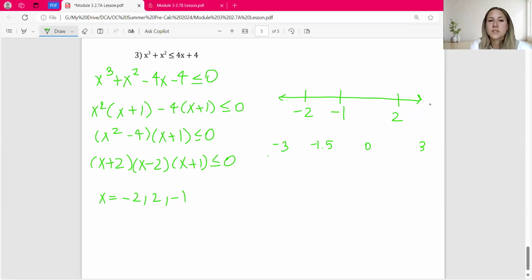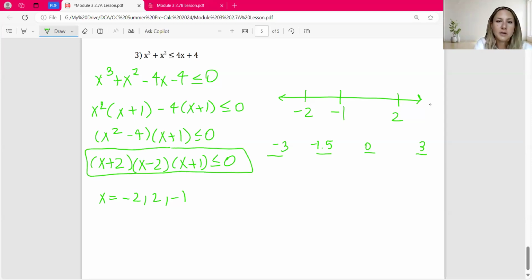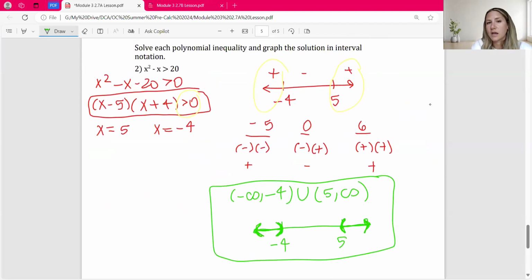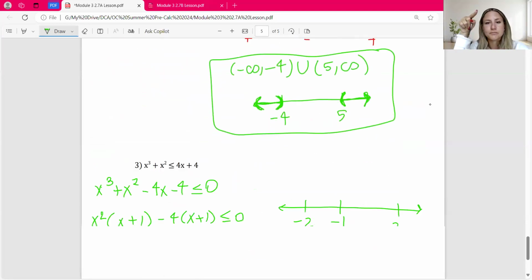And we are going to substitute these test values into our factored form of the polynomial. And be careful here, like my final answer, we're interested in when it's less than or equal to 0. So I'm actually interested in where it's negative this time. Notice all the times before we were interested where it was positive. Notice that one I circled where it was positive because it was greater than 0.